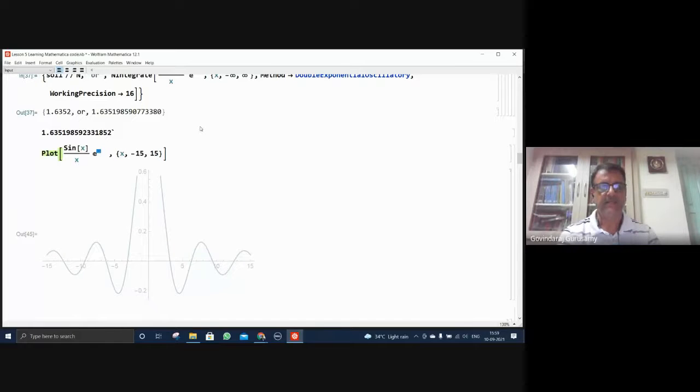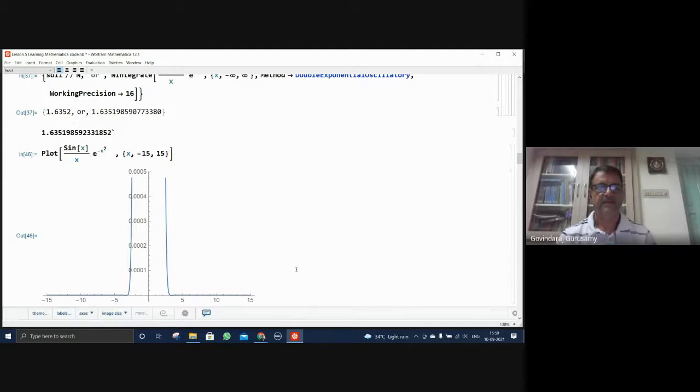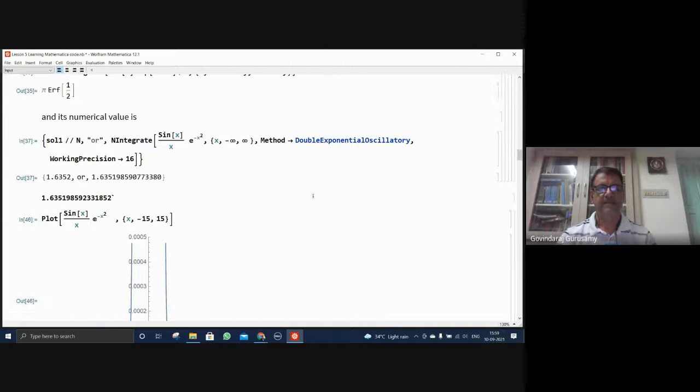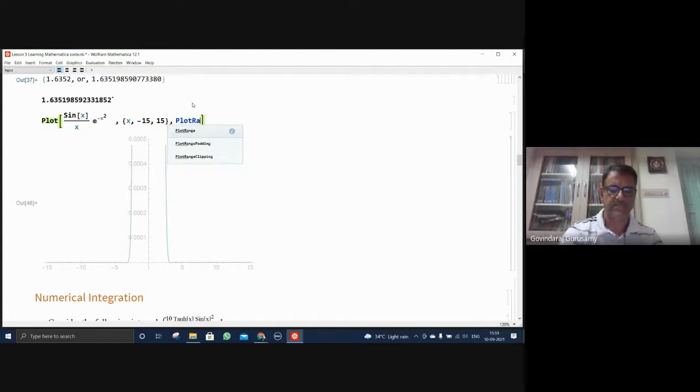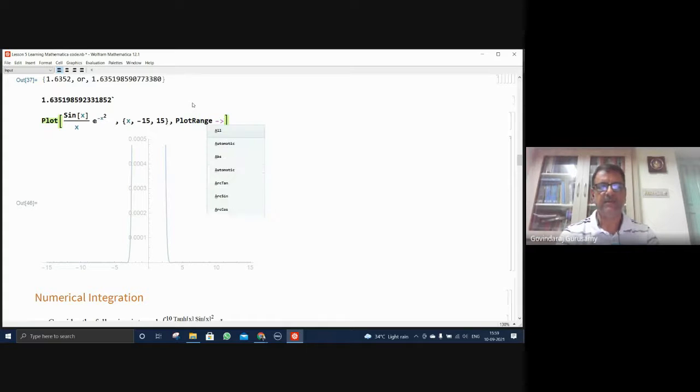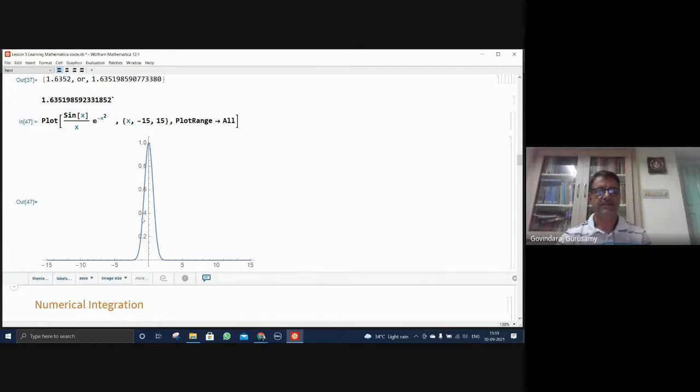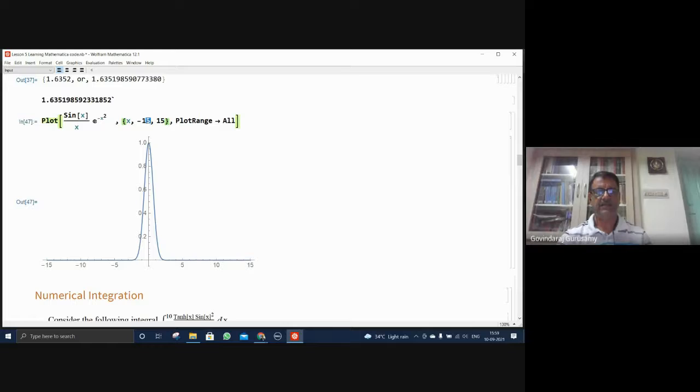What would happen with e power -x, and not only -x, but -x square? That's what the function is. Now I give a plot range. Try to have some knowledge about the nature of the function by plotting it. What happened to those oscillations? Have they all disappeared, or are they making contributions? We have to think it over and make sure whether they are coming out with contributions or not.